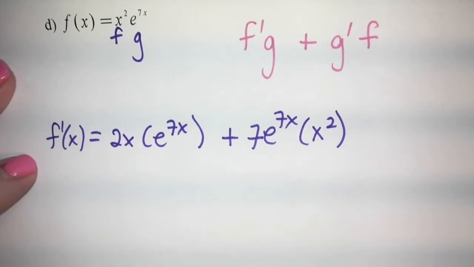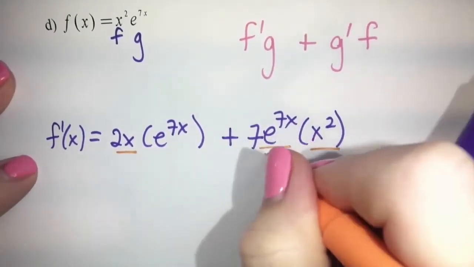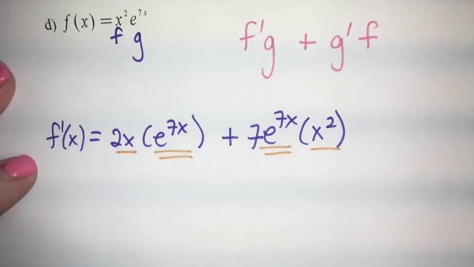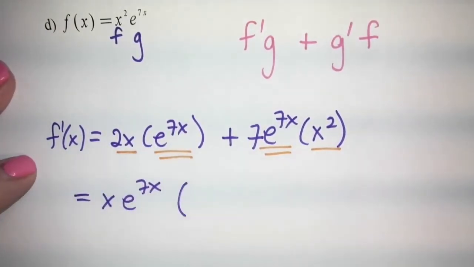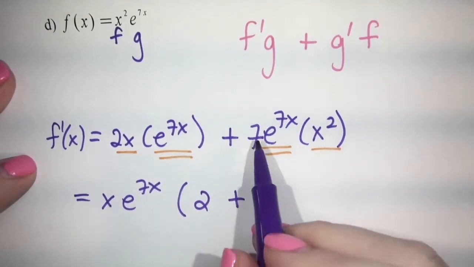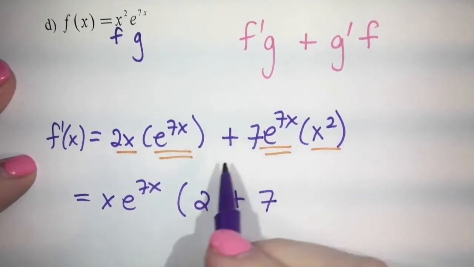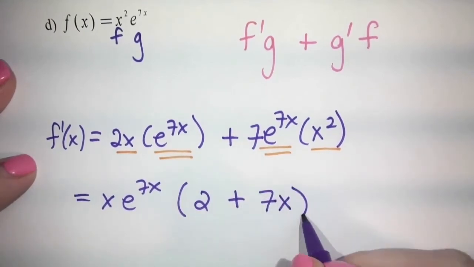So I would take out a common factor of an x and then e to the 7x as well. So we take an x, e to the 7x out in front. What would be left in the first term? We've got the x, we've got the e to the 7x, so we just need a 2. In the second term, we need the 7. We've got the e to the 7x. We have an x squared here and an x here, so we need another x. So that would be our final answer.